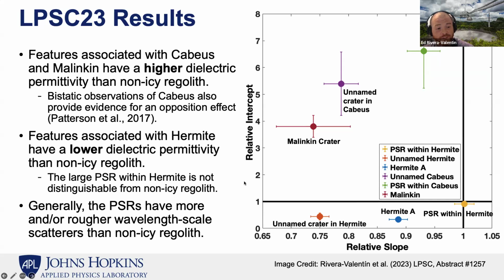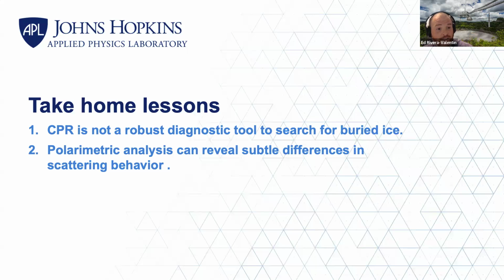But for this part of the talk, throughout the talk, by the way, I'm going to be stopping in the middle and saying, here's a lesson learned from X body for the moon. And so the first lesson learned from Mercury about trying to find ice on the moon is that CPR by itself is not a robust diagnostic tool to search for buried water ice on the moon.